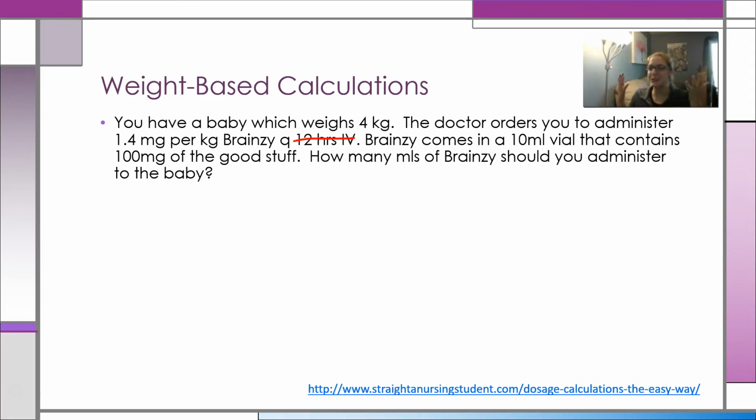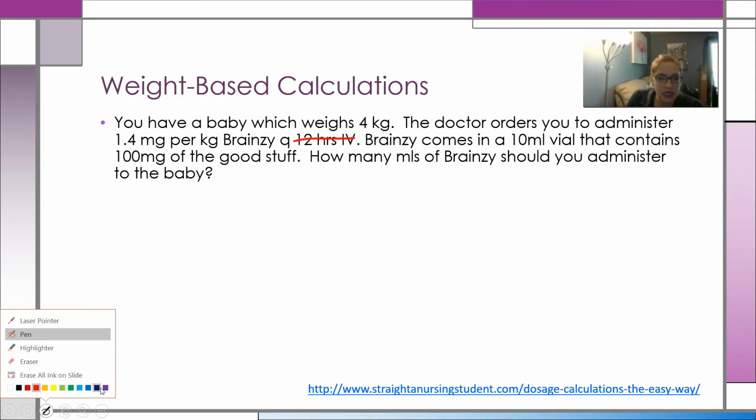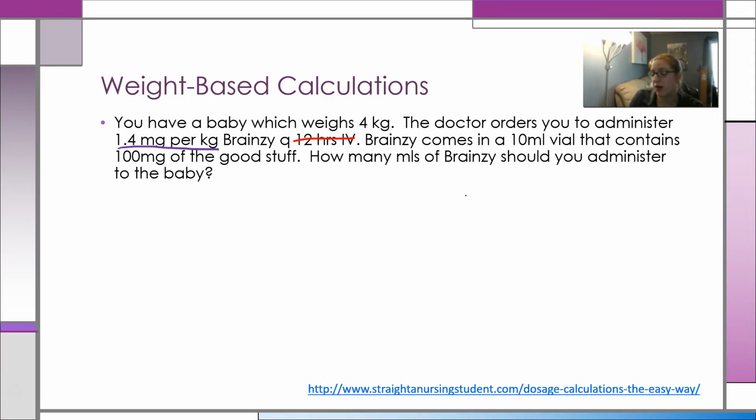Anyways, let's get to our order because that's what we always need to start with. So what's our order here? What do we need to write first? It looks like our order is 1.4 milligrams per kilogram of Brainsy. So order is 1.4 milligrams per kilogram. So we write that first.